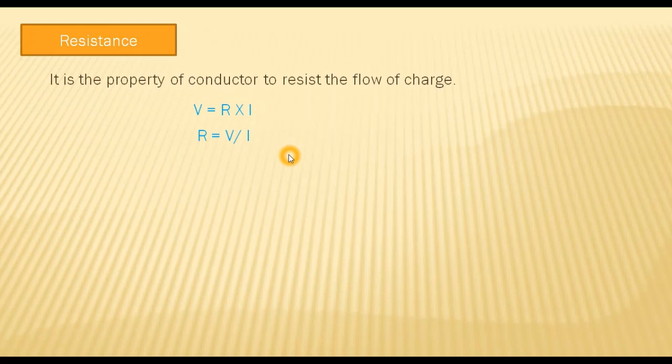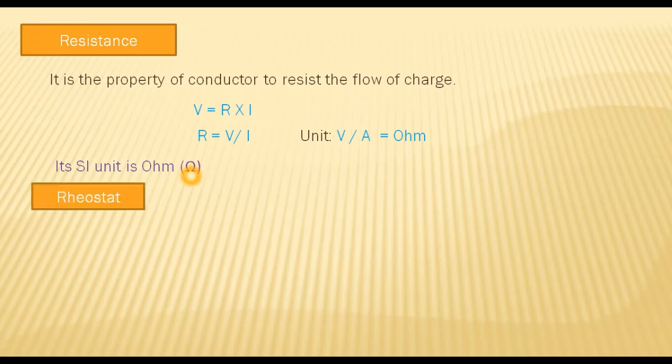Let's look at the units of resistance. See, the unit of potential difference is volt, represented by V, and the unit of current is ampere, A. And volt per ampere is equal to ohm. And ohm is the SI unit of resistance. And this is the symbol for ohm. This is the SI unit of resistance.